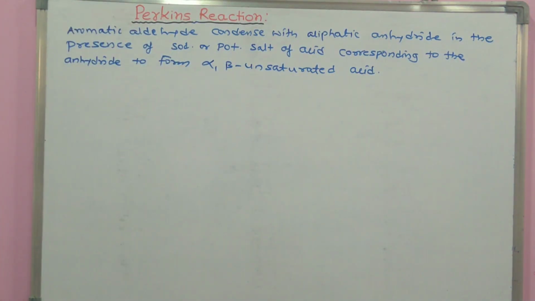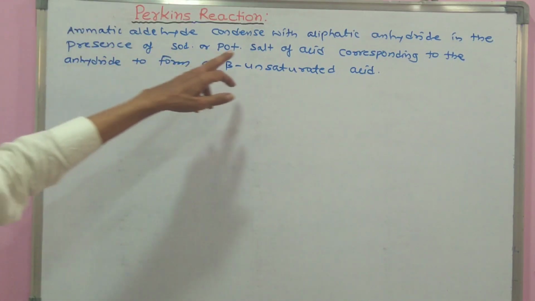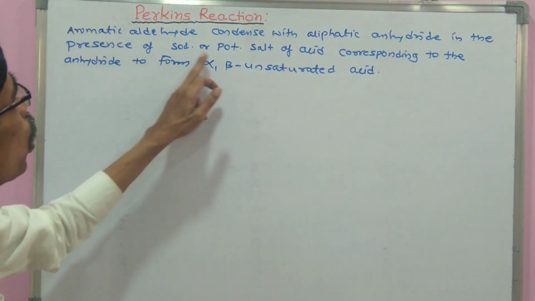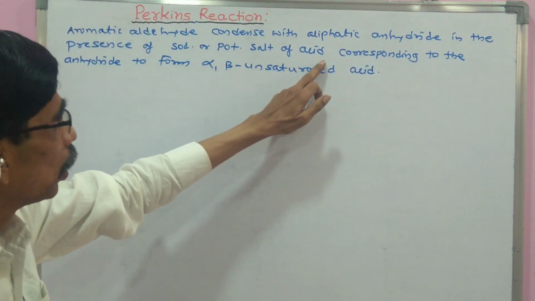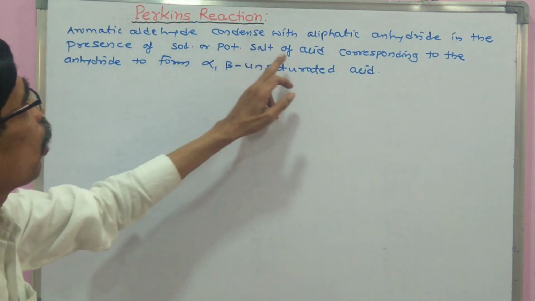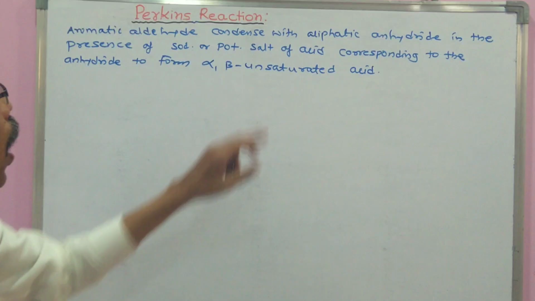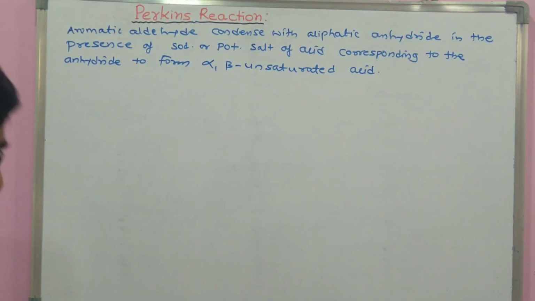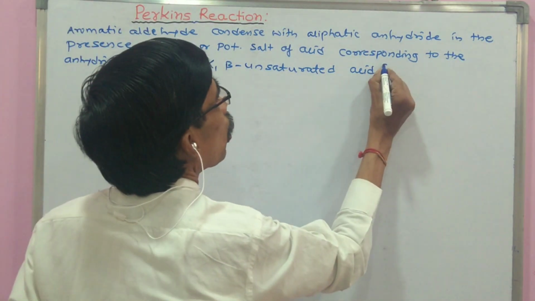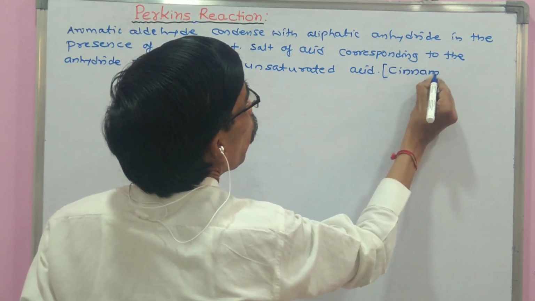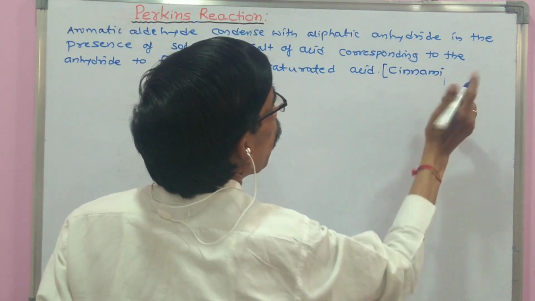Alpha beta unsaturated acid. So this reaction is known as the Perkin reaction, in which aromatic aldehyde condenses with the aliphatic anhydride in the presence of sodium or potassium salt of acid. This sodium or potassium salt of acid corresponds to the anhydride to form the alpha beta unsaturated acid. Now this alpha beta unsaturated acid is cinnamic acid. It is called cinnamic acid.